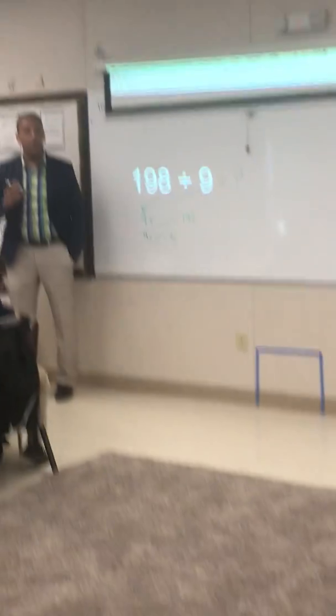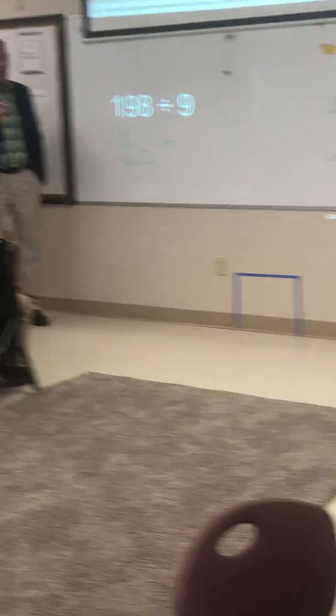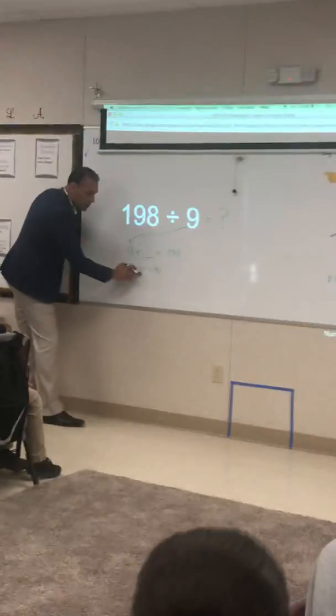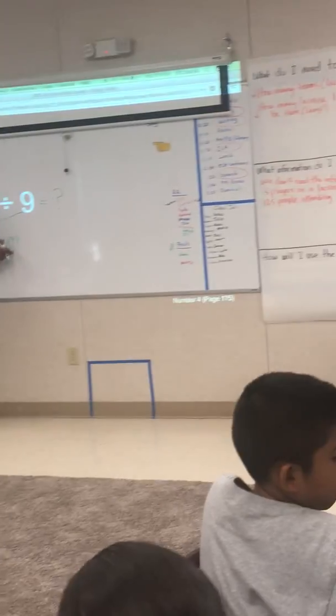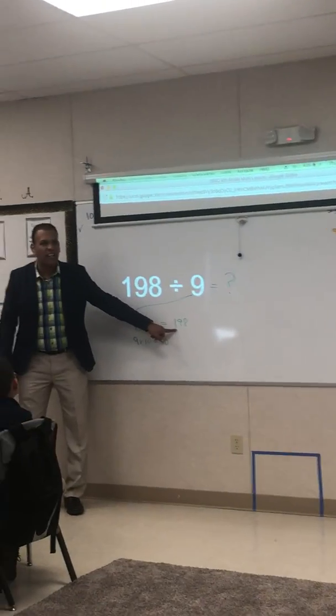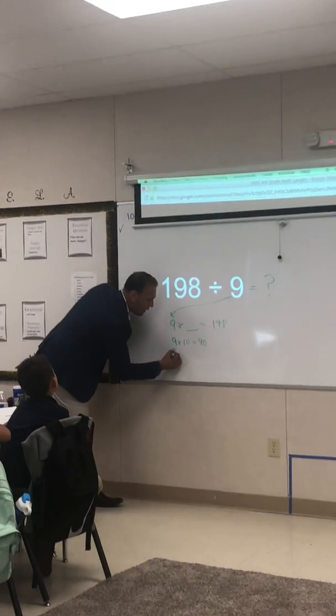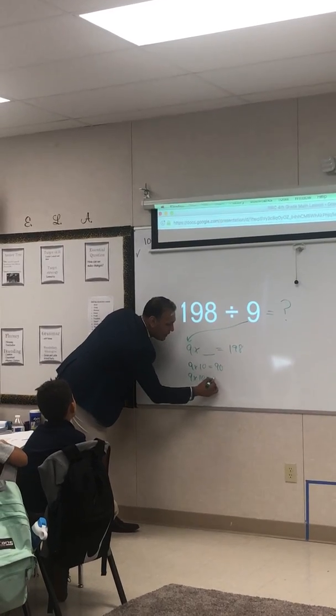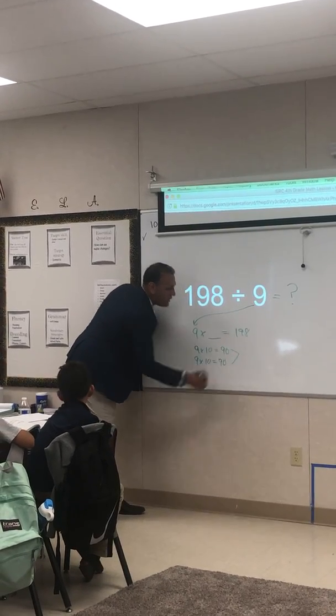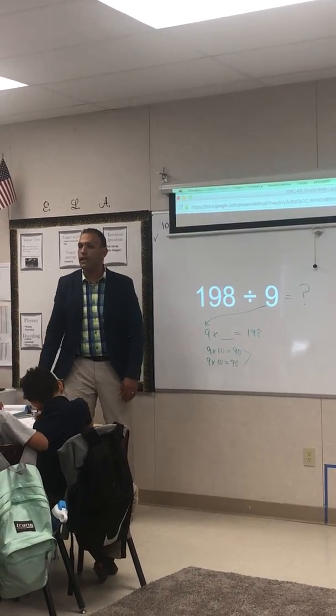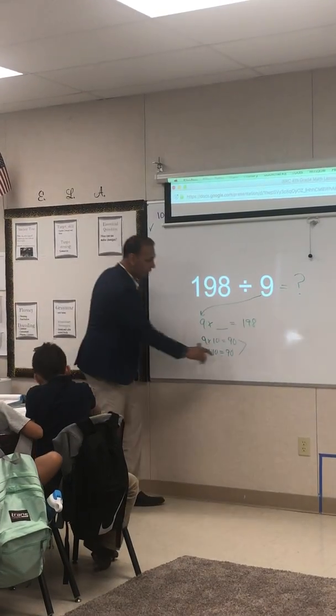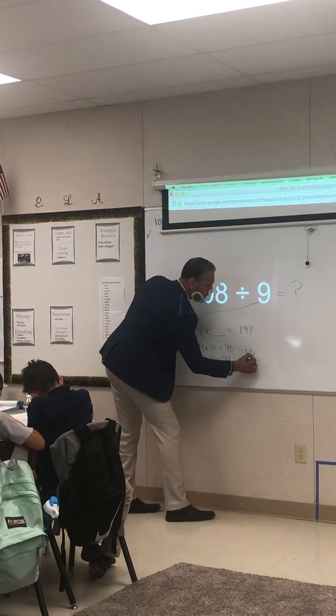Some of you are working great at it. So what I'm going to do is, I noticed, again, Mr. Chavez likes to multiply by 10. So 9 times 10 equals 90. 90, we're still not at 198, right? So I'm going to try another 10, okay? 9 times another 10 is 90. I know 90 and 90 is 180, right? Because 9 plus 9 is 18, 180.